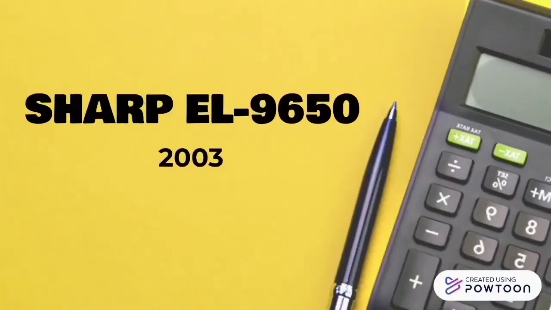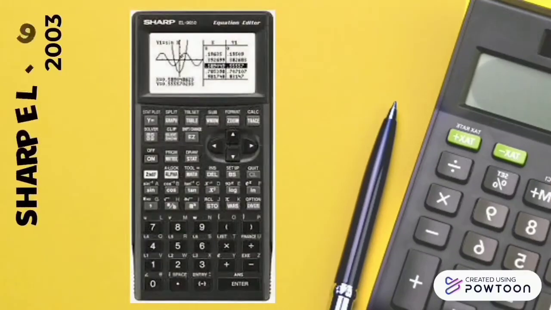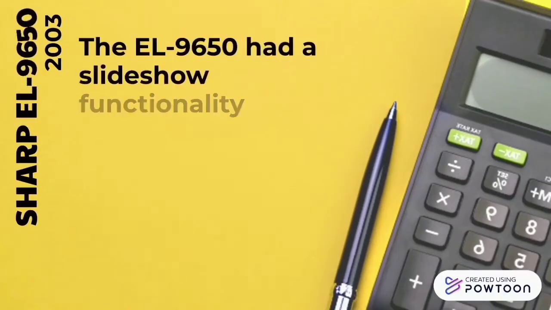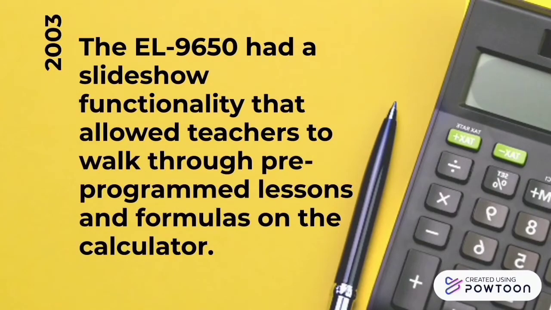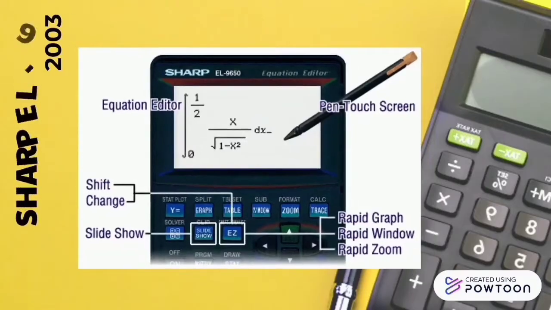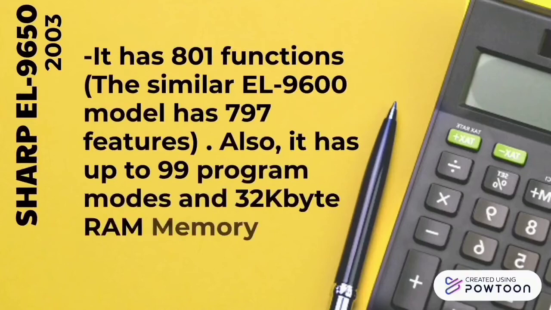By the year 2003, the first graphing calculator with touch functionality was released. The EL-9650 had slideshow functionality that allowed teachers to walk through pre-programmed lessons and formulas on the calculator. It has 801 functions. Also, it has up to 99 program modes and 32 kilobytes of RAM memory.